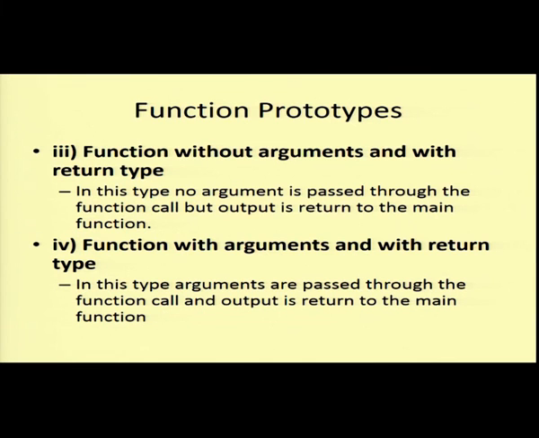Now as a third prototype, function without argument and with return type. In this type, no argument is passed through the function call, but output is returned to the main function. Fourth prototype denotes function with argument and with return type. In this type, arguments are passed through the function call and output is returned to the main function.